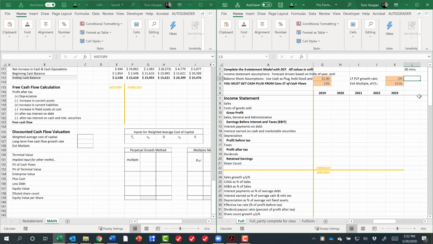Long-term free cash flow growth rate. If you've listened in class, I've said many times that 1, 2, 3%, somewhere in that range is appropriate for a long-term free cash flow growth rate. The idea is that we approximate GDP growth or inflation with that number. Exit multiple, ideally you would go out and look at what other firms in the peer group are trading for and use that. Thanks.